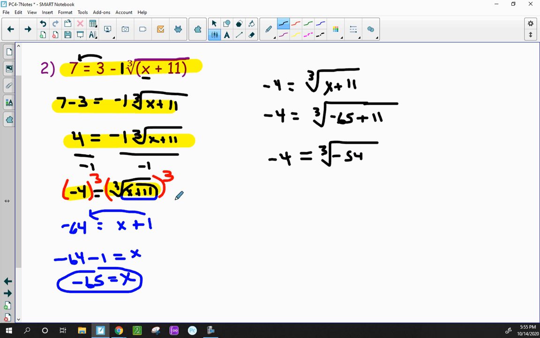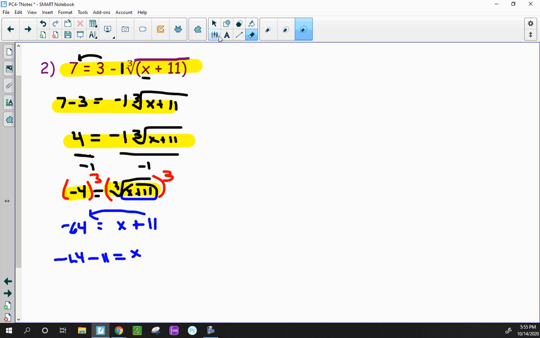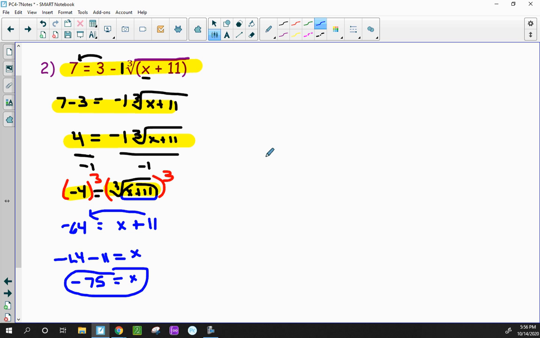And I just caught my mistake. Right here, let me backtrack. Oh, I didn't write down the 11. You probably noticed that. Alright, so let me try this again. I'll try to make this quick here. So negative 64 minus 11 is negative 75. Alright, guess better late than never. So the possible answer could be negative 75.